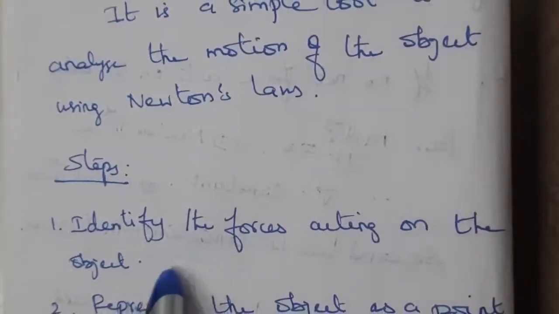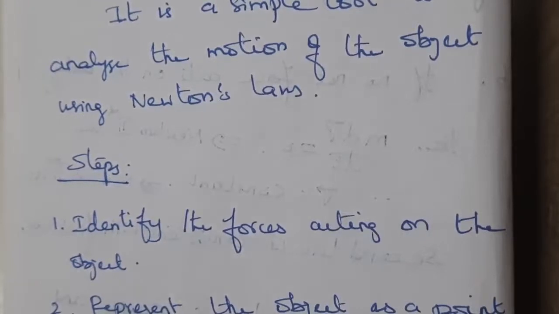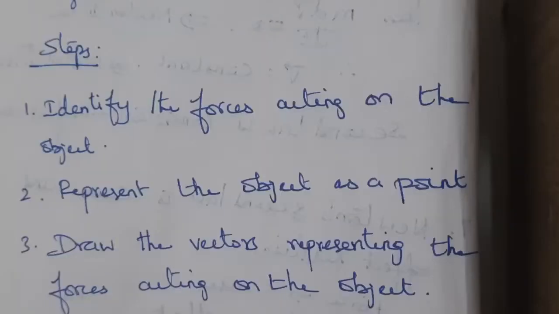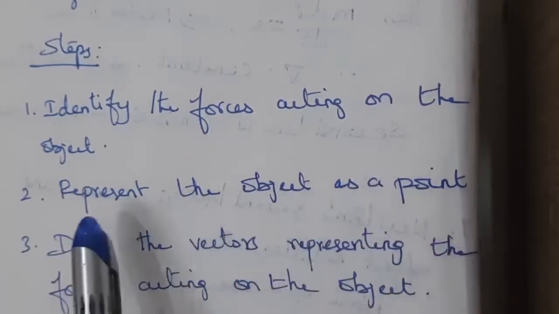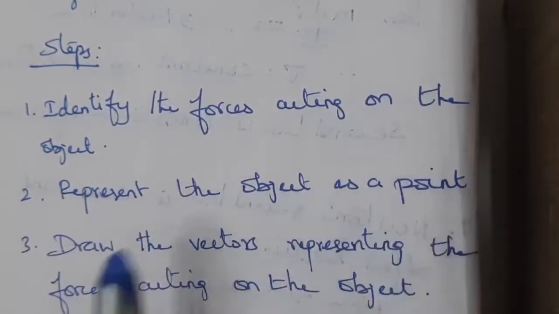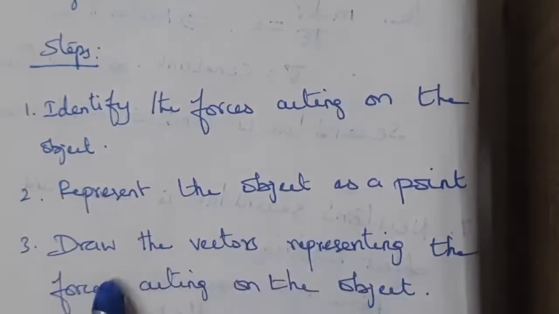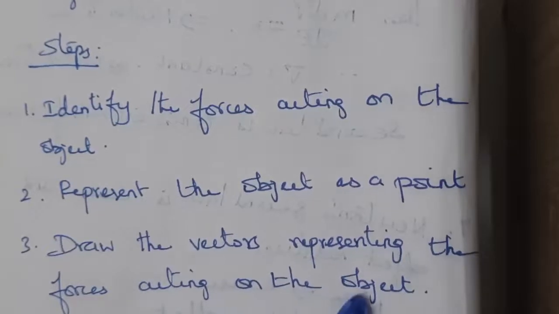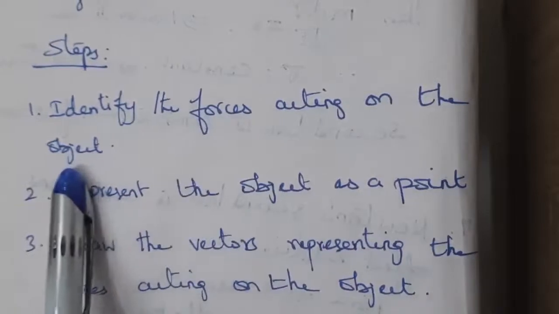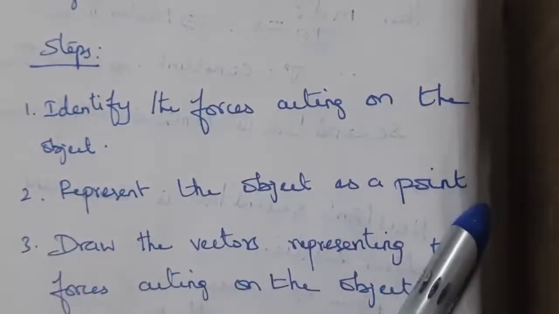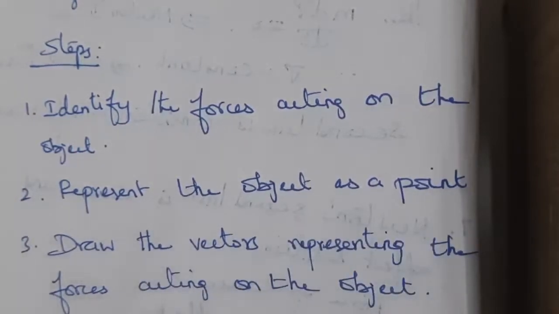First point, identify the forces acting on the object. Second point, represent the object as a point. Third point, draw the vectors representing the forces acting on the object. So, three steps: identify the forces acting on the object, represent the object as a point, draw the vectors representing the forces acting on the object.